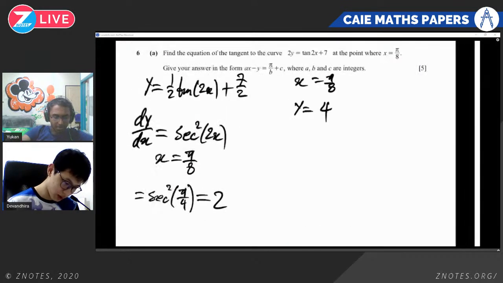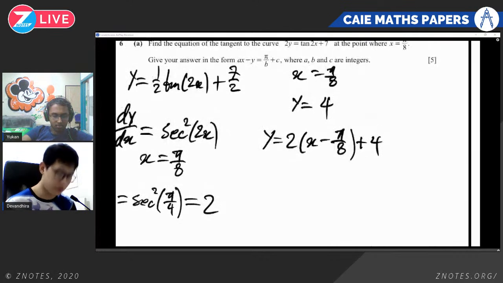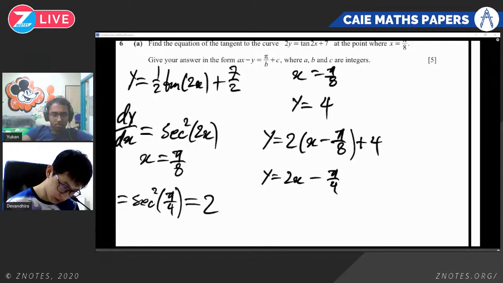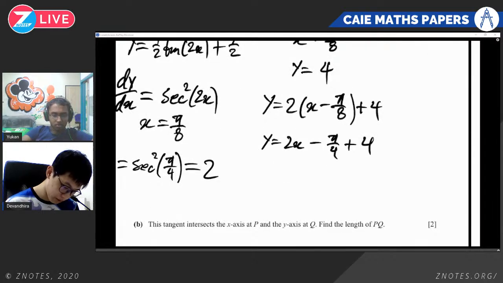All right. Let's use the formula from before again for the line. y is equal to m, which is 2 right now, times x minus pi over 8, plus 4. Let's simplify this. This is not in the form that they want, so we have to simplify it. y is equal to 2x minus pi over 4 plus 4. And let's bring the 2x here. We have y minus 2x is minus pi over 4 plus 4.